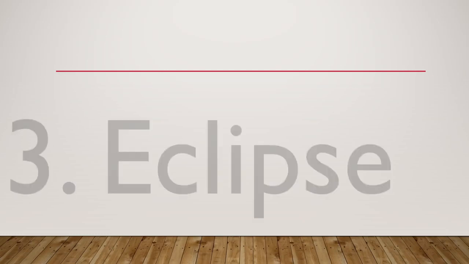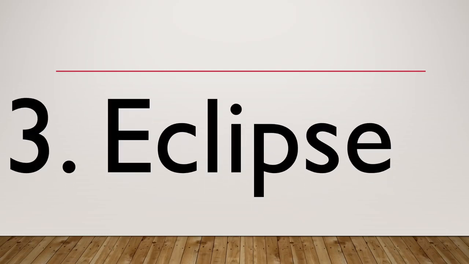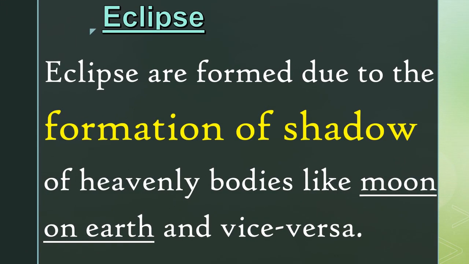In the same sequence, the third topic is eclipse. After learning about shadow, let us now look at one more important topic of this video lecture. It is eclipse. Eclipses are formed due to the formation of shadow of heavenly bodies like moon on earth and vice versa.